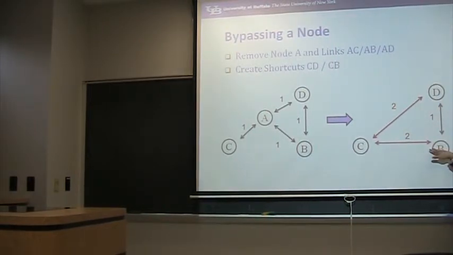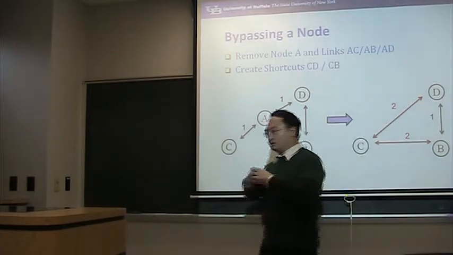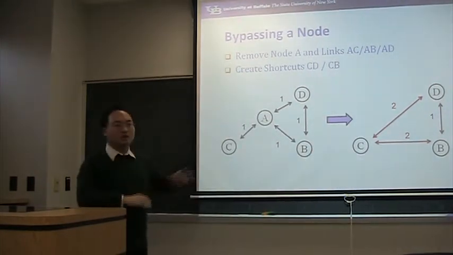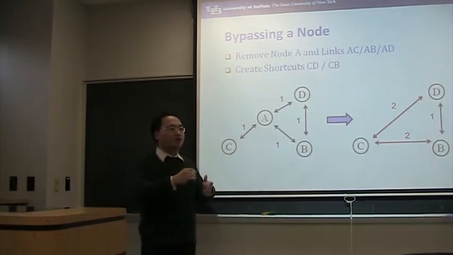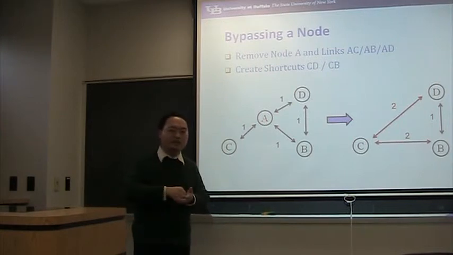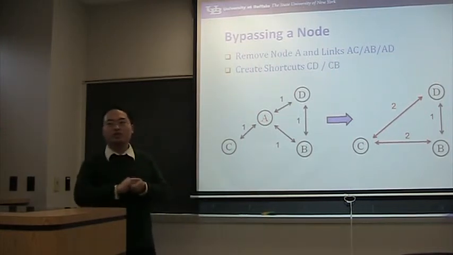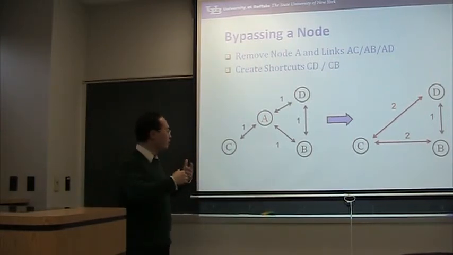shortcuts. By doing this, we are reducing the number of nodes in the network. And as I introduced, with O(n squared), if you reduce this n, you will get a very efficient algorithm, or a very small runtime.